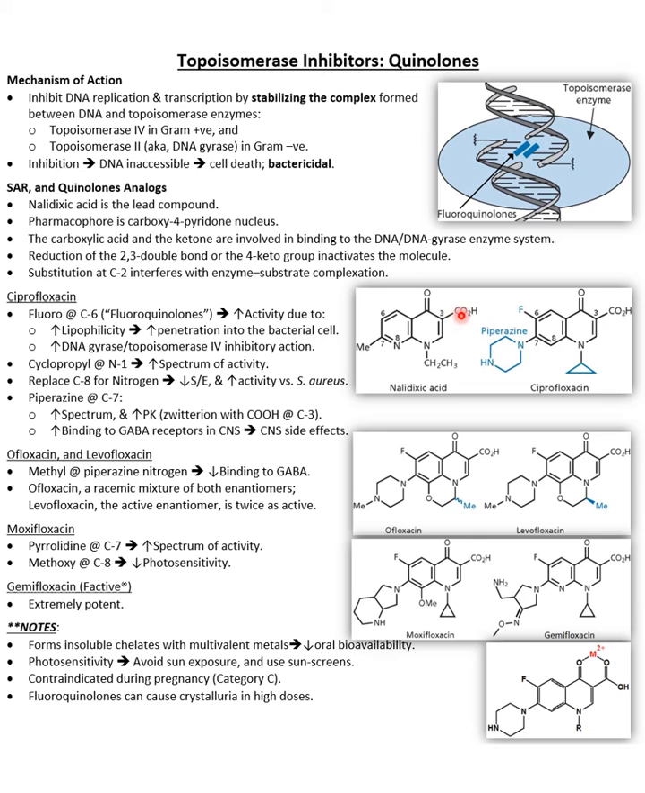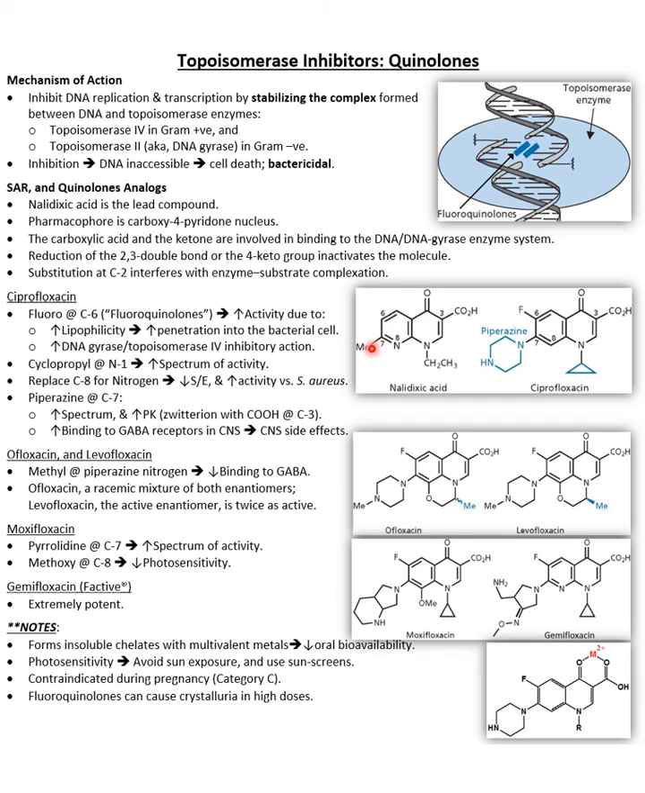So this is the pharmacophore. And then the carboxylic acid and ketone are actually essential. They are important, and they are involved in binding with the DNA as well as the DNA gyrase, which is the topoisomerase enzyme. Also, any reduction in this double bond here will make the molecule inactive. So this should be present in all these molecules, as well as the carboxylic acid and the double bond O here, okay, the ketone and the carboxylic acid.